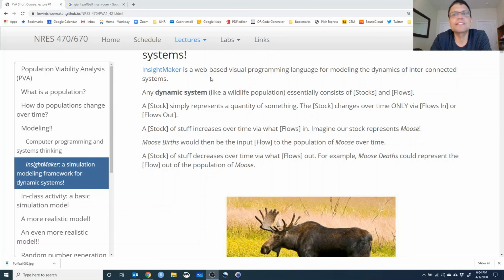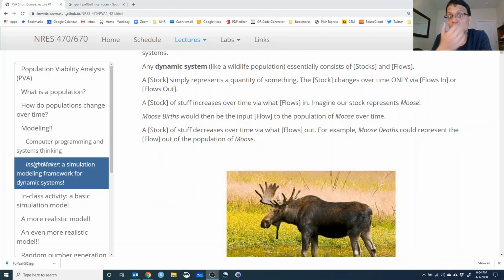Any dynamic system essentially consists of stocks and flows, and stocks are just containers that hold stuff, and flows are the processes by which the stuff can enter a stock or leave a stock. A stock can only change by flows. If a stock doesn't have flows, it won't change.